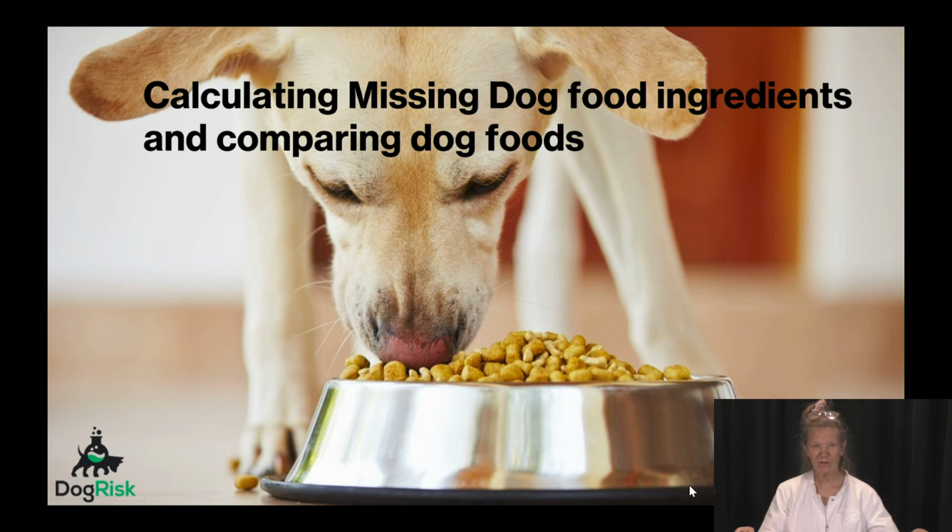Today we're going to look at calculating missing food components from dog foods and also how you can compare dog foods in an intelligent way.